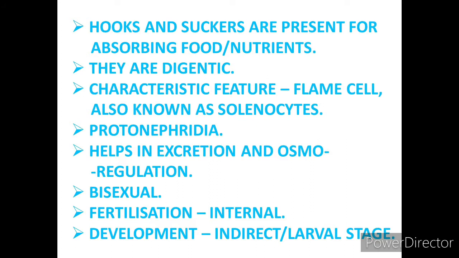And its characteristic feature is the flame cell, which is also known as solenocytes. They are protonephridia, which is the primitive form of nephridia, which will form nephron aage ja karke. Matlab this is all about evolution, you can say, okay? And it helps in excretion and osmoregulation, and this is bisexual in nature, and its fertilization will be internal fertilization, means ki when a sperm and egg fuse in the female body is said to be internal fertilization, or bahar khulle mein jo fuse karte hain, that is said to be external fertilization.